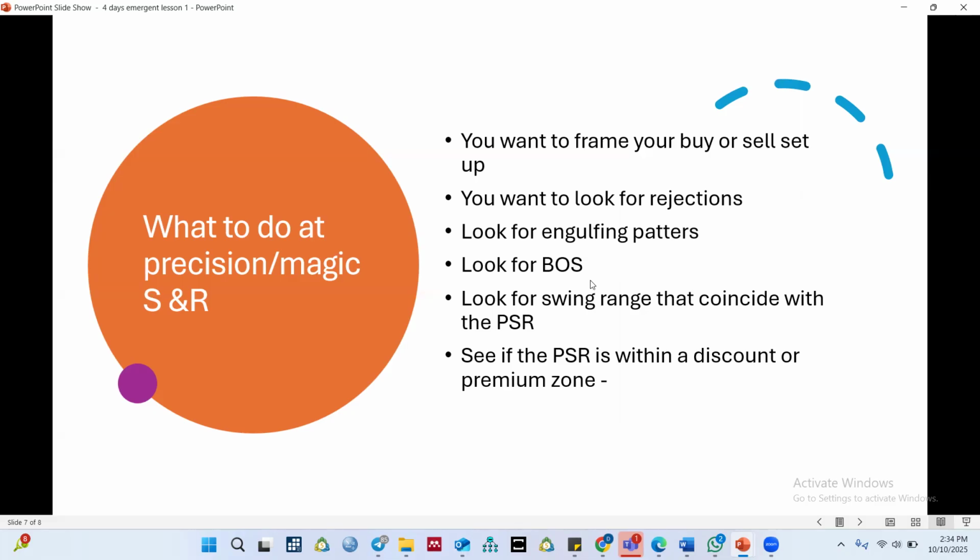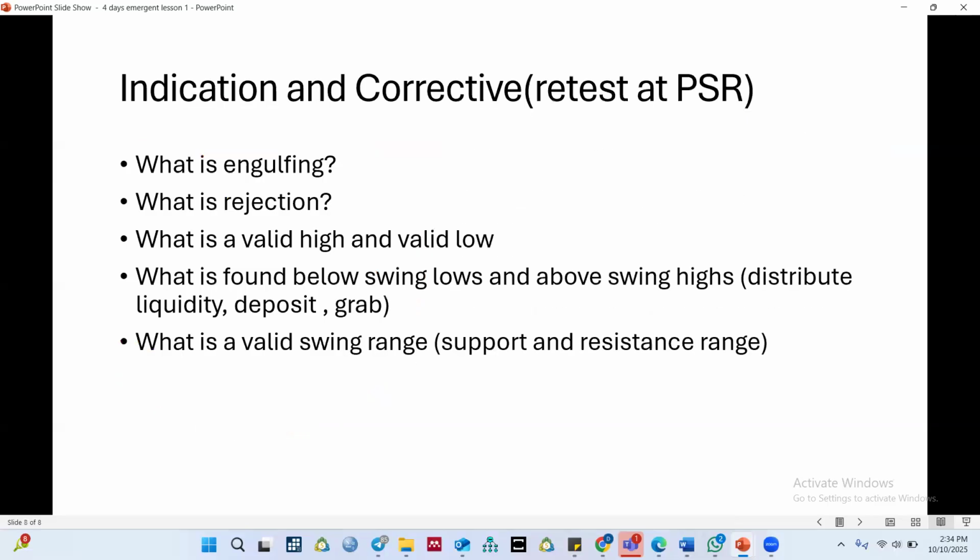Number four, you want to look around where that line is. When you have drawn it, you want to be looking for a swing range that coincides with that line, a swing range that the line should be within. If you have that, it's good. Now the last one is you want to see if the line is within a discount or a premium zone. Okay, we will demonstrate all this.